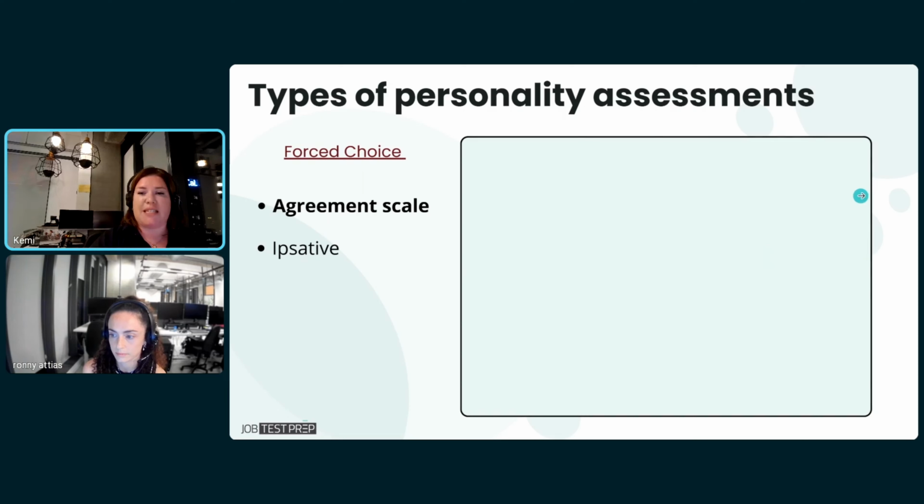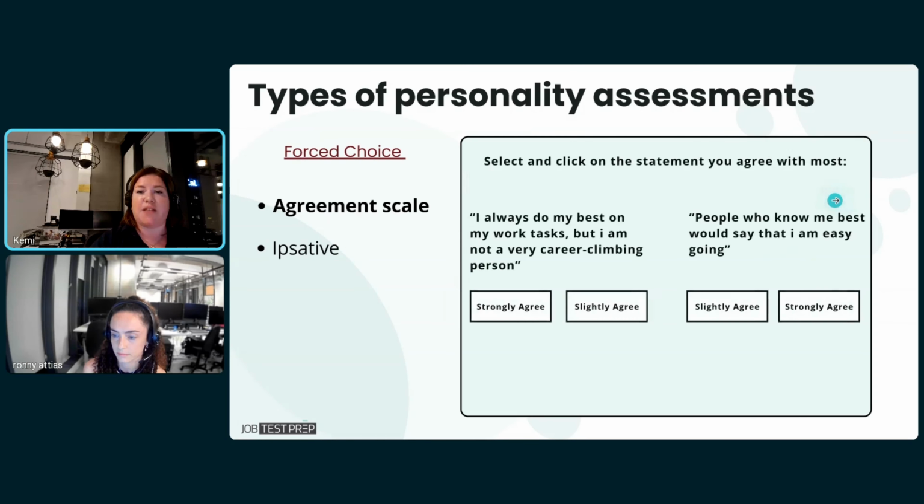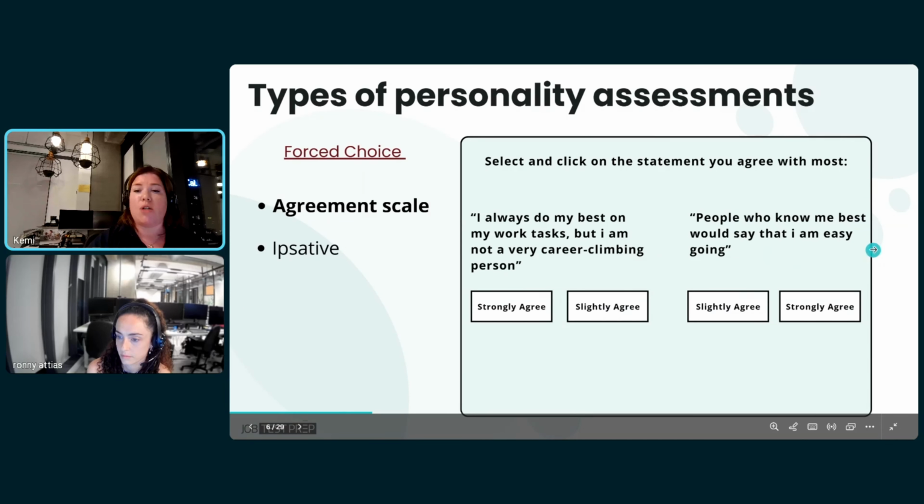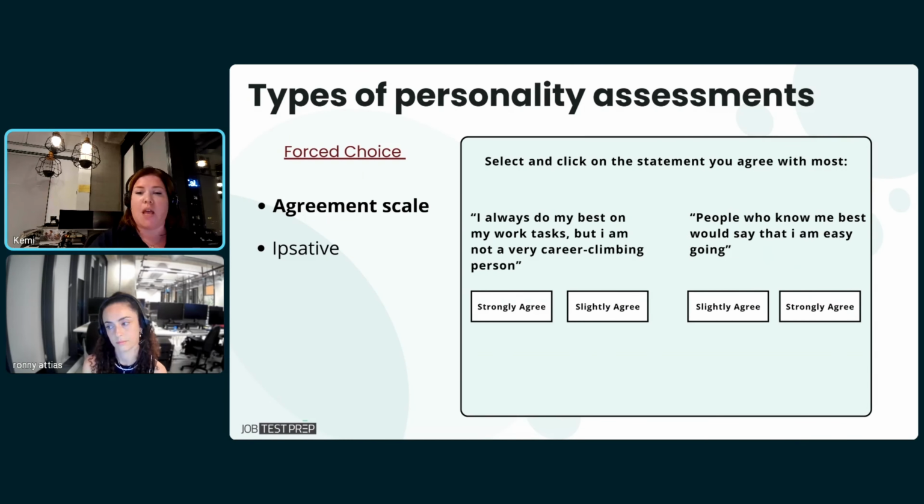So the agreement scale is a personality assessment that looks like this. You need to select and click on the statement that you agree with most. You will be presented with 2 different statements, side by side, and you will have at the bottom 4 buttons, 2 that are strongly agree and 2 that are slightly agree. You can only choose one of these options. You choose one statement that most speaks to you, and you choose only once whether you strongly agree or slightly agree with either of them. You will have to choose one.